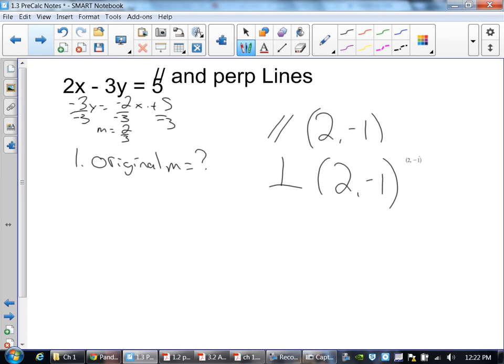Or there's a shortcut. This is called standard form: ax plus by equals c. Manipulating this equation, you can get y by itself just by moving stuff around. One of the shortcuts that you can do to find slope is take a divided by the opposite of b. A is 2. The opposite of negative 3 is 3. My slope is 2/3. That works every time. It's a shortcut.